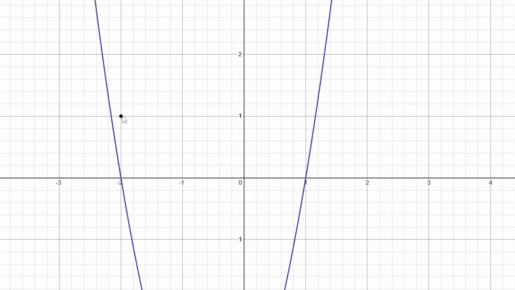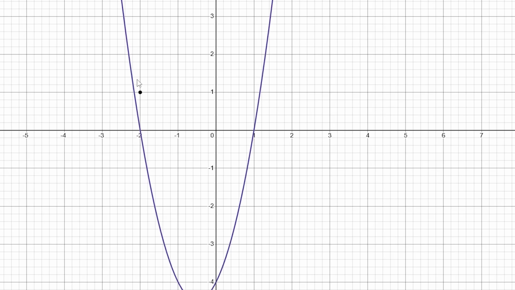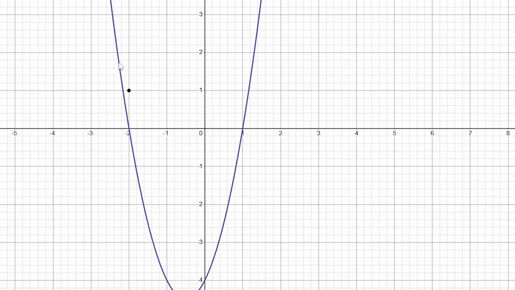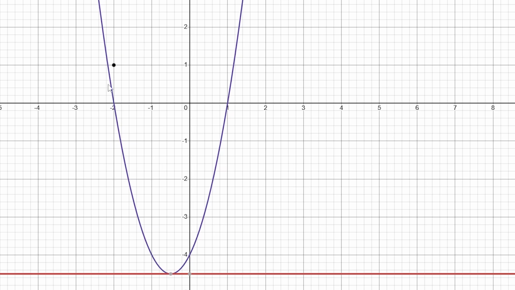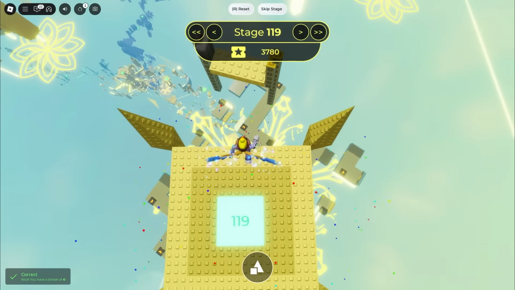I think it's going to be none, because any line tangent to the parabola is going to be, I mean, pretty much a straight line around this area, so no way is it going to be able to hit that point. Like, the tangent to the parabola never goes inside the parabola. So it should be 0. Nice. One more stage is all that remains.